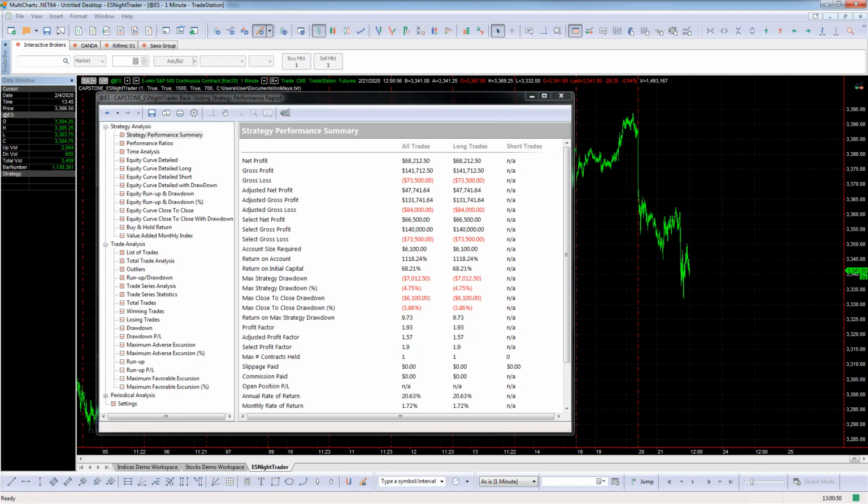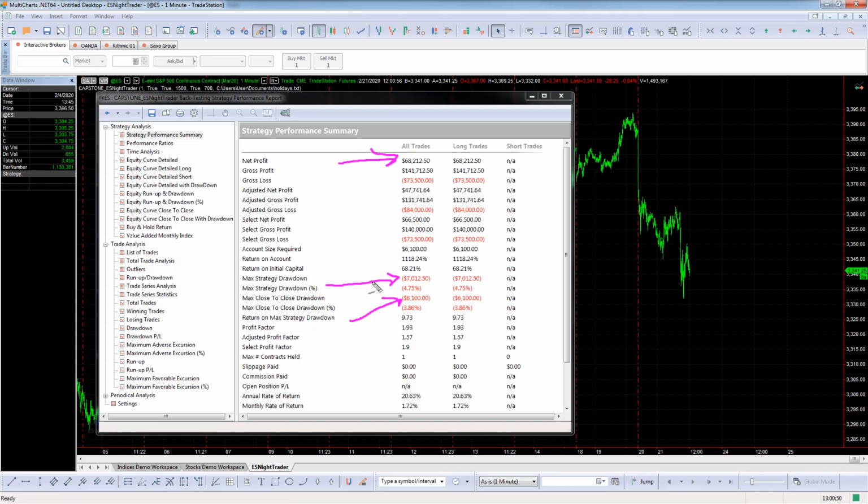And so if you look at this, you see total net profit over this time period since November of 2016 is 68,212.50. Max drawdown, you see, is 7,012. And max close to close trade drawdown, that is what you need for capital.